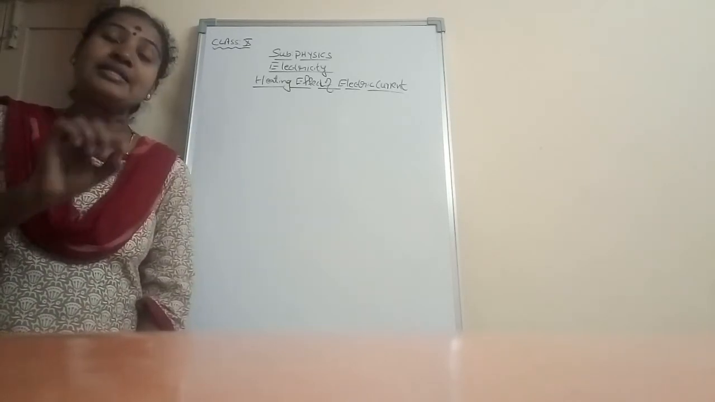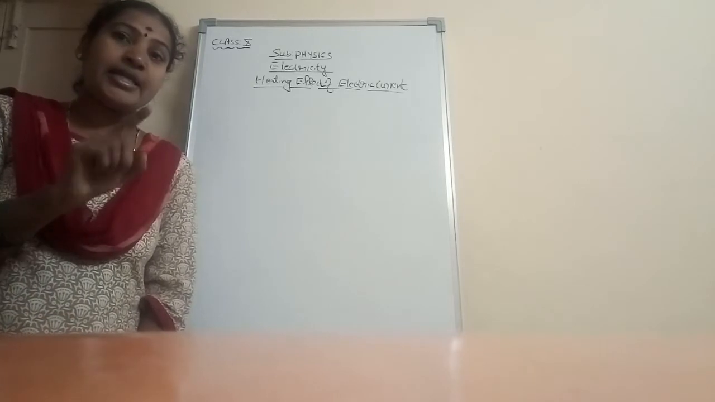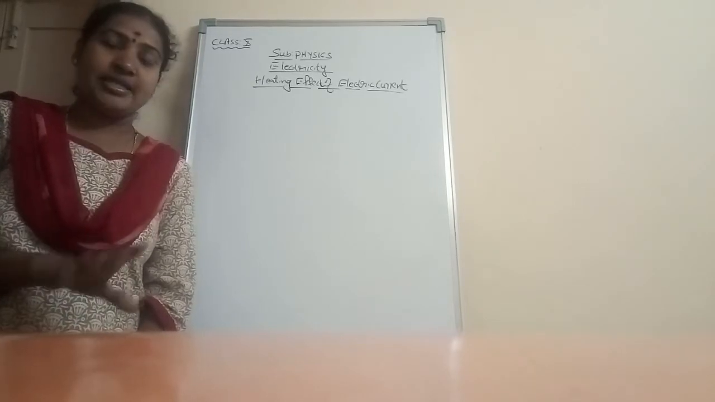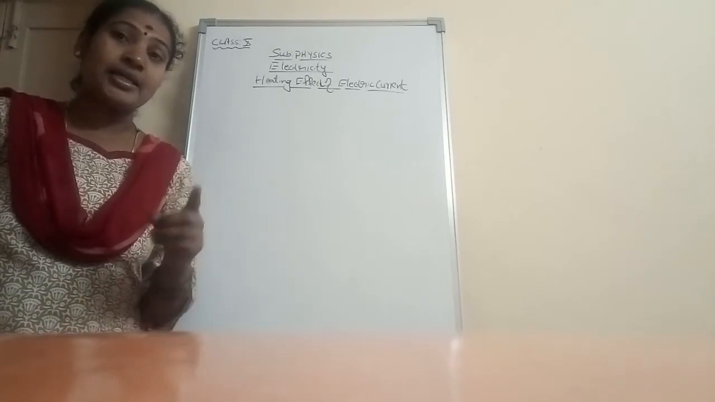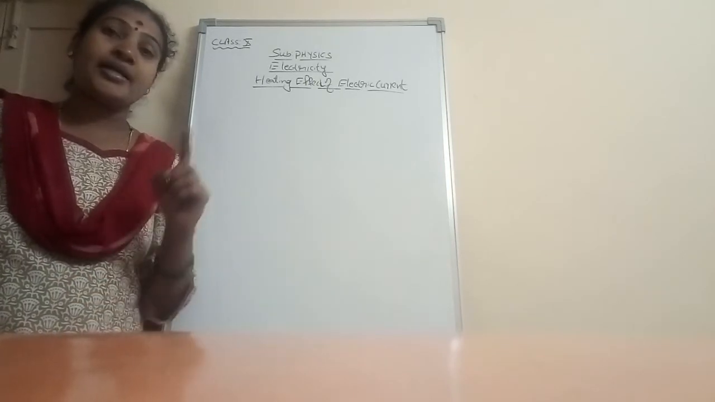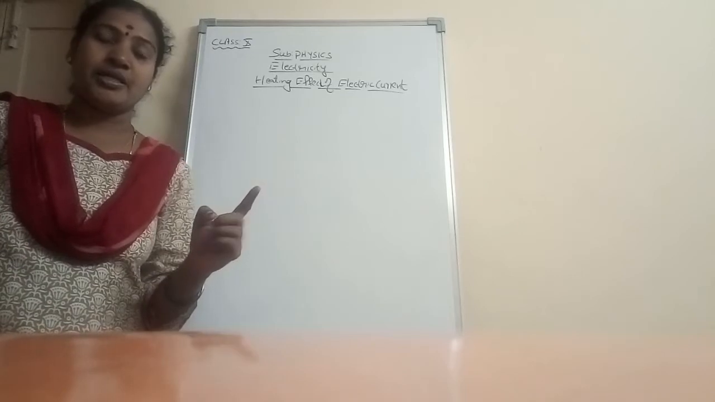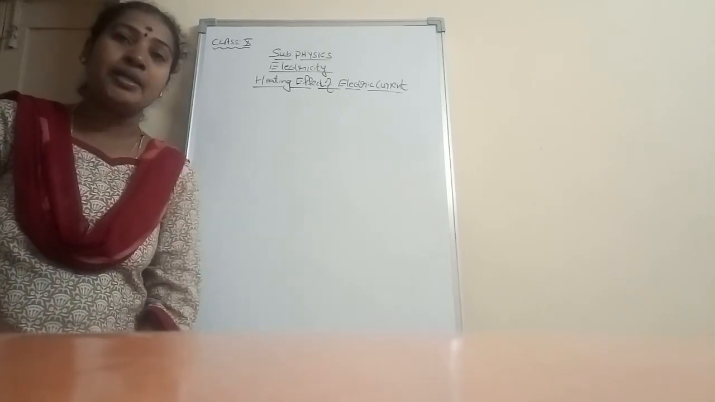And convex lens is a converging lens. Concave lens is a diverging lens. So when we are comparing with the mirror, that is spherical mirror, concave mirror is a converging mirror and convex mirror is a diverging mirror. So these important points you have to keep in mind.